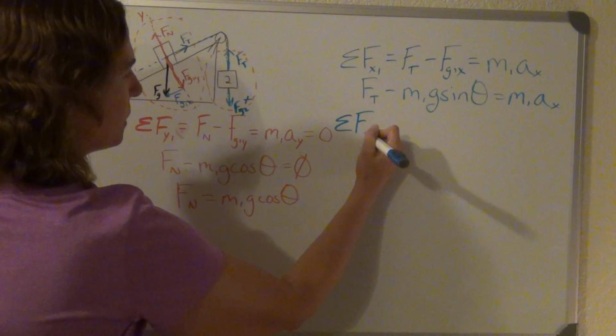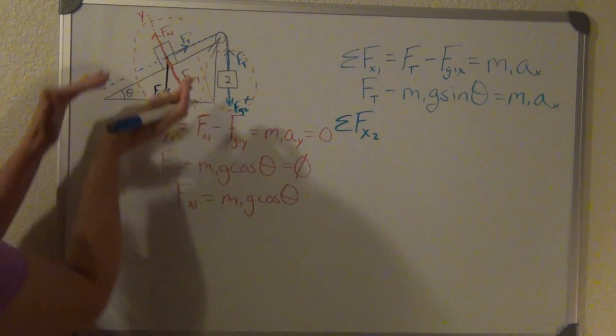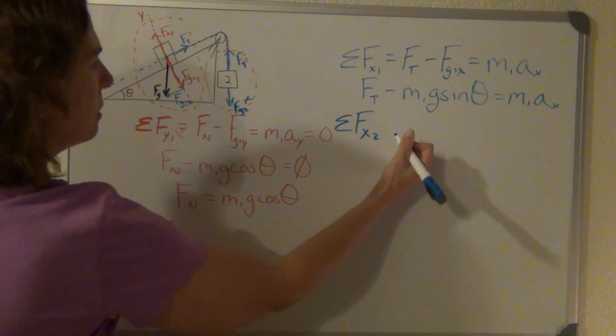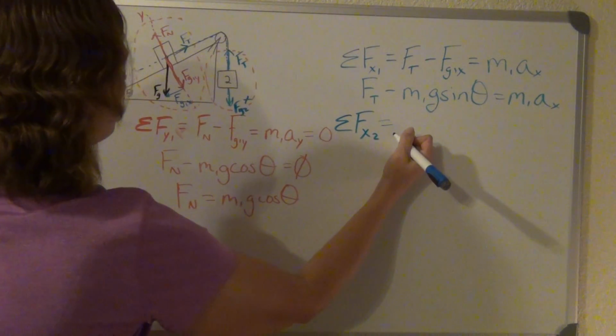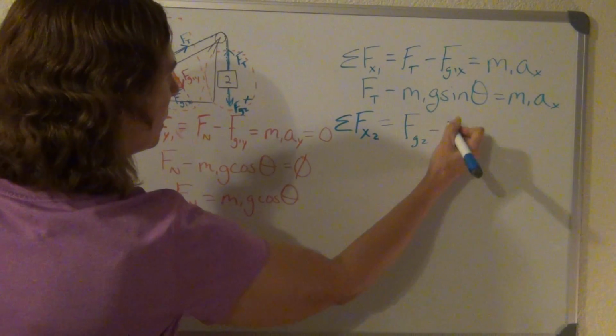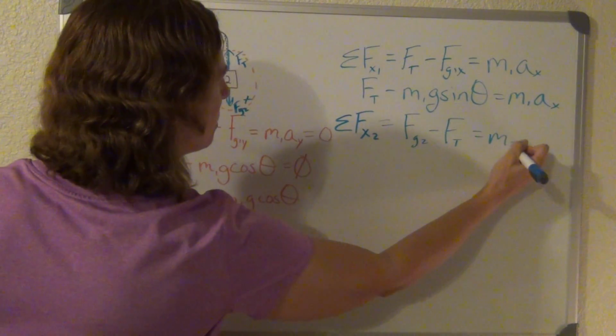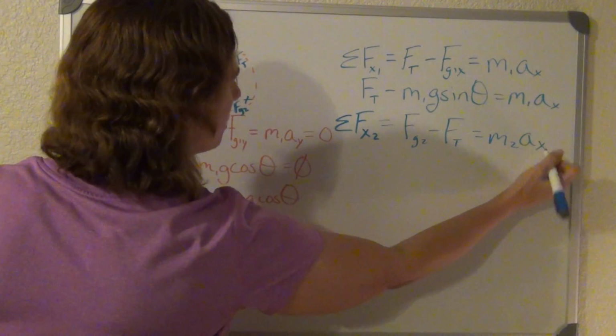So if we sum forces in the x direction for 2, even though it's vertical, we're calling it the x direction because remember we're flattening it out. So the sum of forces in the x direction for number 2 is Fg2 minus force of tension equals m2 acceleration in the x direction.